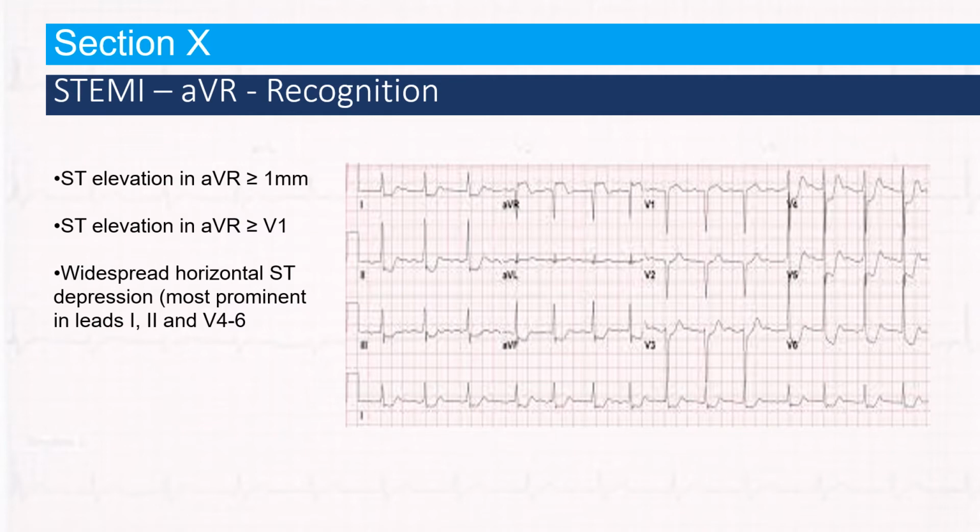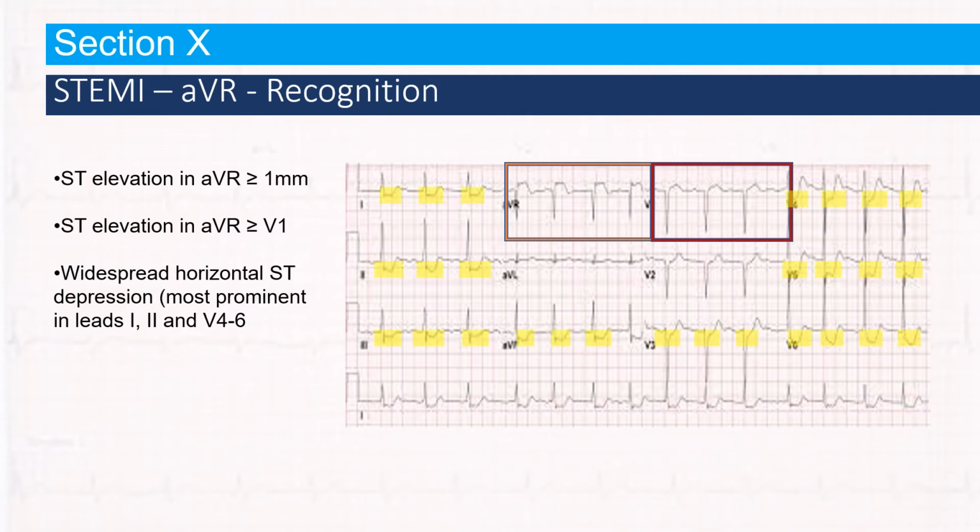So do we have that? We have elevation greater than 1 millimeter in AVR. We have elevation in AVR that is greater than V1. And we have widespread horizontal ST depression. And it does appear to be more prominent in 1, 2, V4, V5, and V6, although it is also present in AVF and V3.